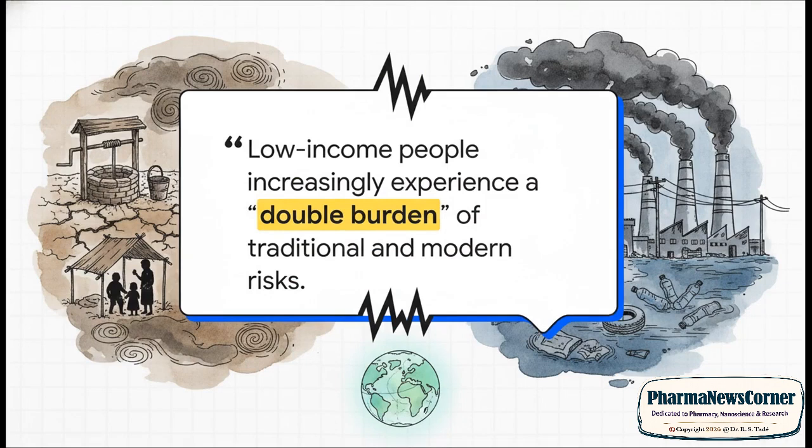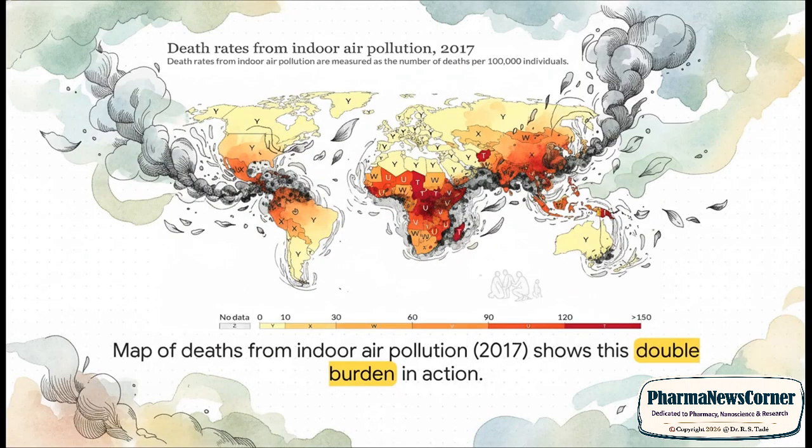And this leads us to a really critical and frankly deeply unjust idea called the double burden. What it means is that the world's most vulnerable people are often getting hit from both sides. They're facing risks from a lack of development, like unsafe water, while at the very same time facing risks from modern industrial pollution. And this map just lays that point out so clearly.